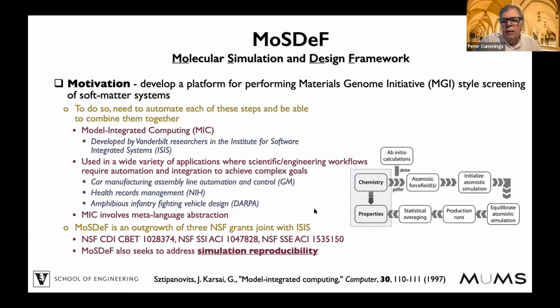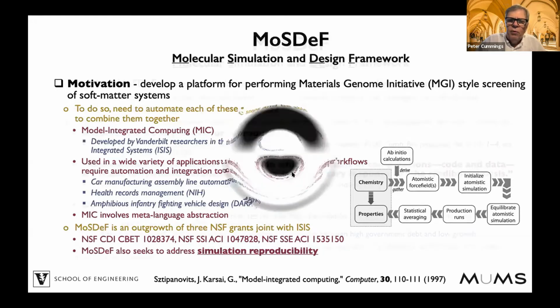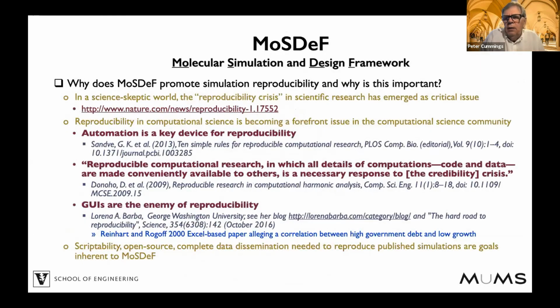And the other thing that MoSDeF also seeks to address is the reproducibility of simulations. And so the question is, how does it do it, and why is it important? Well, as you probably know, there's been a lot of discussion in recent years about the reproducibility crisis in scientific research, that a lot of the work that's reported in scientific journals can't be reproduced. This is particularly the case in experimental research, but it's also something that's a problem in computational research.